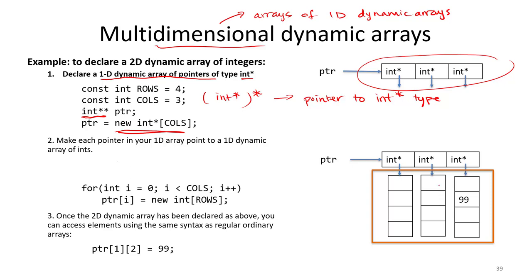And what we can do here then, now that we have this 1D array of pointers, is use a for loop to make each pointer in our 1D array of pointers. We make each of those pointers point to a 1D dynamic array of ints.